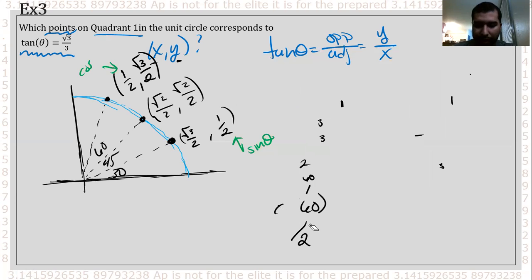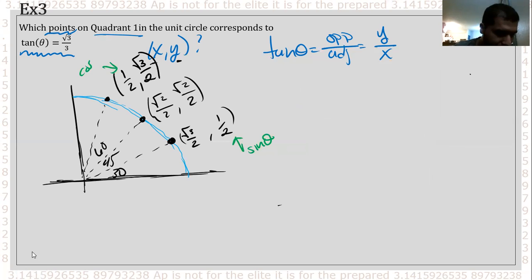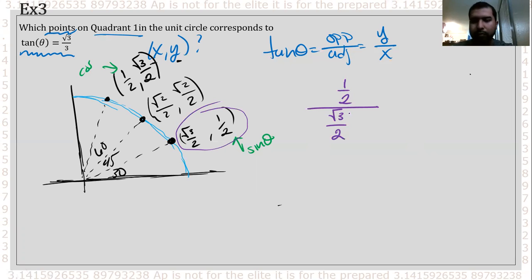Okay, so go ahead and try the first one to start with 30 degrees. Let's see if we get lucky. In 30 degrees, I'm going to use these ones right here. I'm going to set my y values, which is 1/2, and I'm going to divide it by my x values, which are square root of 3 over 2. Keep in mind, when you divide fractions, that is the same thing as multiplying by the reciprocal. So it's going to give me 1/2 times the reciprocal, so the denominator goes on top and the numerator goes to the bottom.